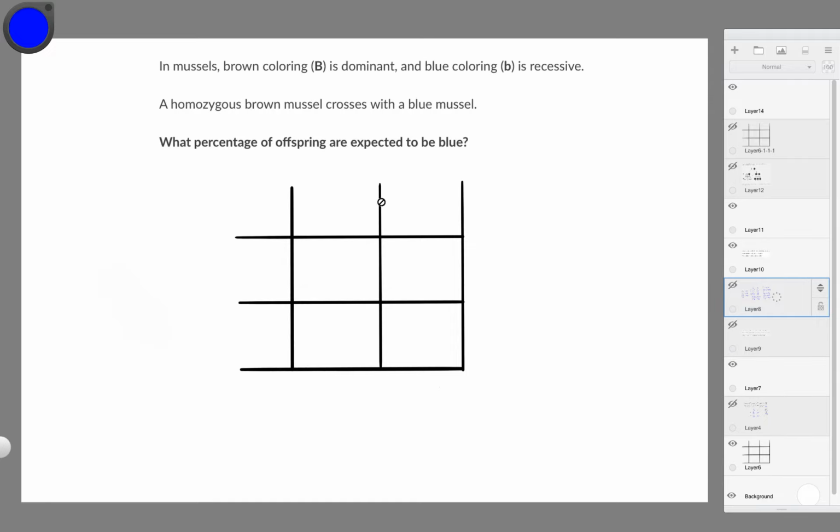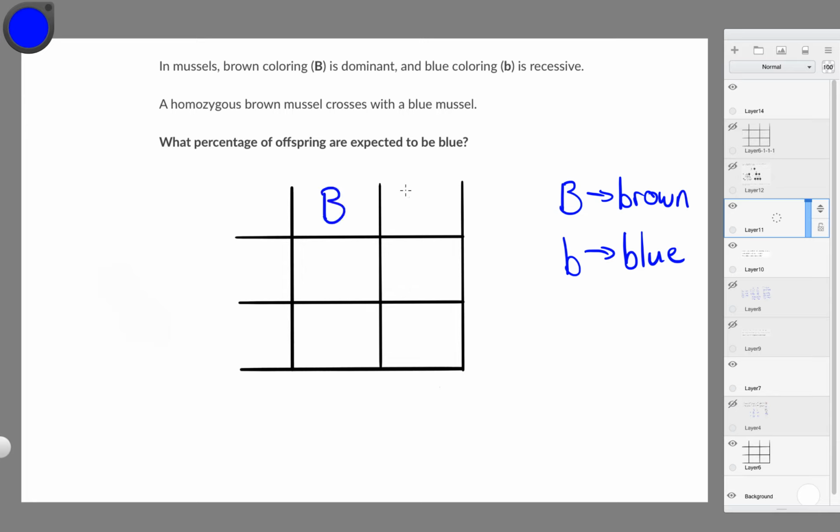All right, so let's try another one here. This is our last one for this video. So in mussels, brown coloring is dominant, right? So let's go with B, brown. Right, and blue coloring is recessive. b, blue. Easy. So lowercase for recessive, uppercase for dominant. A homozygous brown mussel crosses with a blue mussel. So homozygous brown, homo, they're both the same, homozygous brown, crosses with a blue mussel.